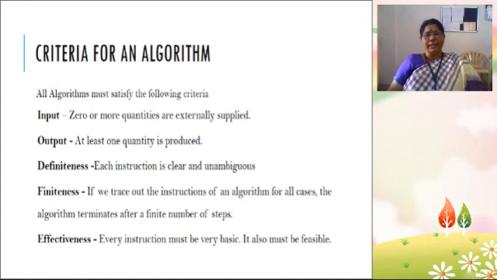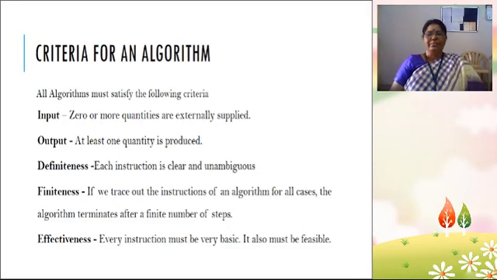The fourth important criterion is finiteness. That is, the algorithm should terminate after a finite number of steps. If we trace out the instructions of an algorithm, it should terminate after a finite number of steps. Otherwise, if the algorithm is implemented as a computational procedure in any programming language, then the system will hang because it will be caught in a loop. So you need to make sure that your algorithm is finite.